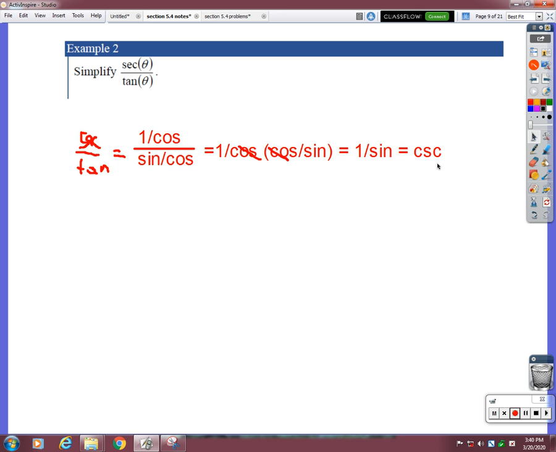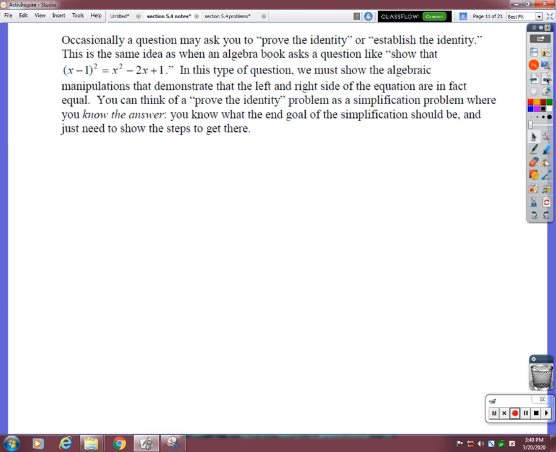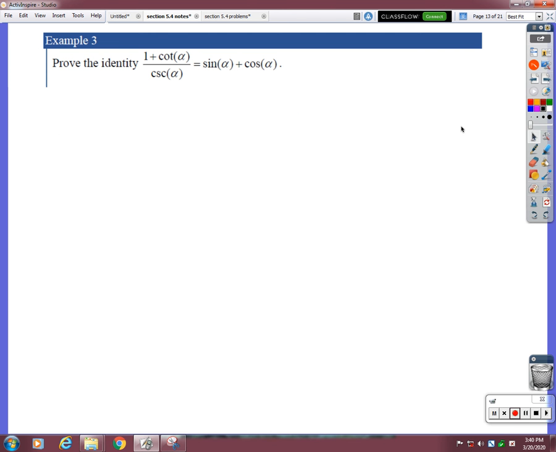Okay? So that's what trig identities are all about: starting with one thing like this and rewriting it as a different one. And so what we're pointing out here is that once we've shown that, then we know this is true, and so we can use this anytime we want if it would help us. Okay. All right, so let's try another one.